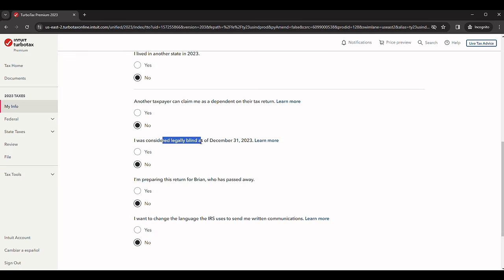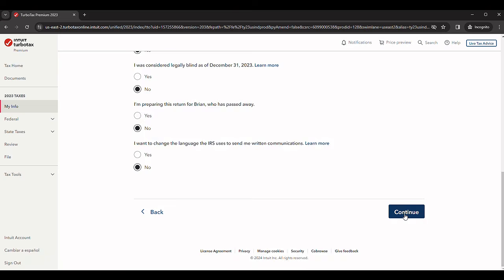They're asking you if you are legally blind because that's a tax deduction. They want to know if you have passed away because you can file a tax return for someone else that has passed away. In this situation, no, I have not passed away. And they want to know if they should send you communication in a different language. But in this situation, we're going to write no. And we're going to continue.